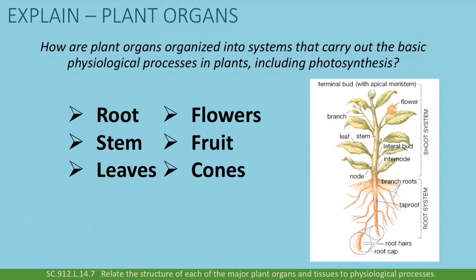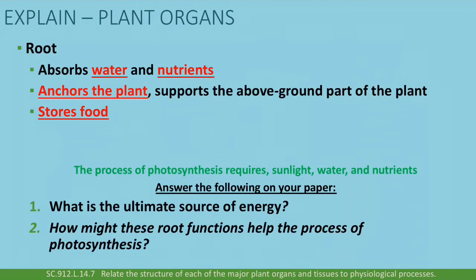So first we have to know what each one does. Your roots absorb water and nutrients, and they also anchor the plant. They support the above ground part of the plant, and they also store food. Even though we don't see the roots, they do a whole lot behind the scenes. If it wasn't for the roots, the plant would probably just fall over and it might not get a whole lot of the nutrients that it needs. So be thankful for the pieces of the plant that you don't see. They're one of the more important pieces of the plant.